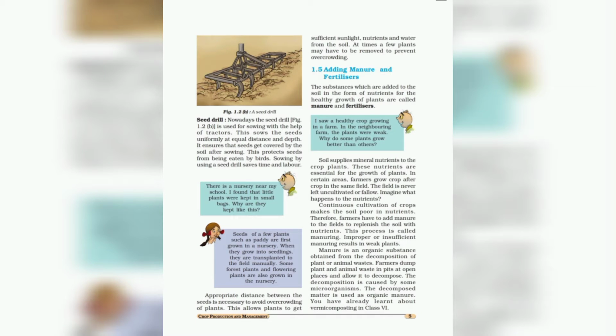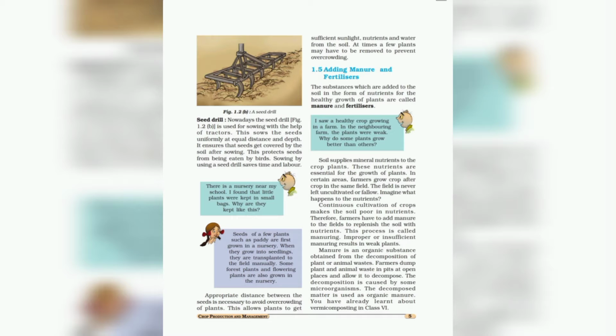Now the next tool is the seed drill. As you can see in figure 1.2b, the seed drill is here. Nowadays the seed drill is used for sowing with the help of a tractor, and it sows the seeds uniformly at equal distance and depth. As you can see in the figure, the drill is attached to a plow, as a plow makes the furrow along the field, and the seeds in the seed bowl are released through the tube and get deposited in the soil.